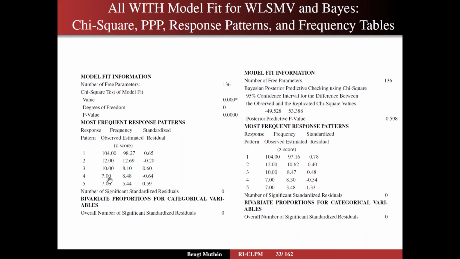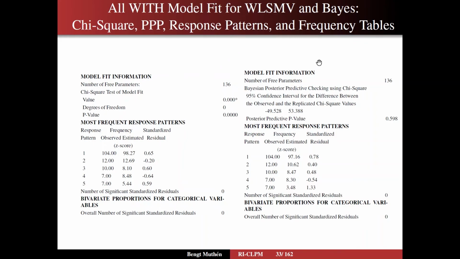And you have observed frequency in this column and model estimated frequency here. And you see that observed is 104 and estimated 98, not too far away from each other. And then you have a standardized residual. And since it's not greater than 1.96, it is not significant. So the number of significant standardized residuals in this case among the 20 most frequent response patterns is 0. Now, if you look at the bivariate proportions for the categorical variables, there's none that is significant. So here's a case then where the underlying normality holds quite well for these data, for these 16 variables.